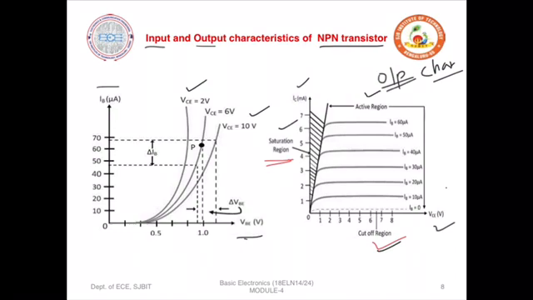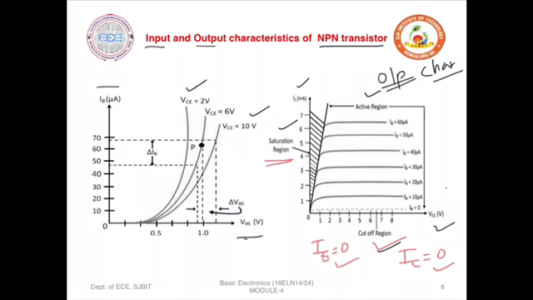In this region, both base-emitter and collector-base junctions will be reverse biased. As a result, IE is equal to 0 and IC is also equal to 0, because both the junctions are reverse biased, which means there is no current conduction taking place. So IE is 0 as well as IC is also equal to 0.